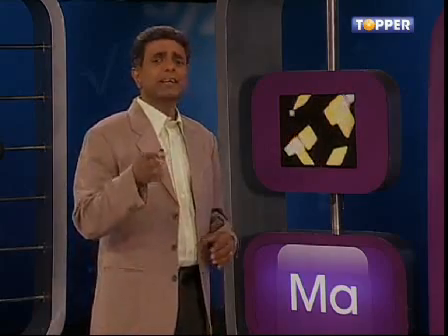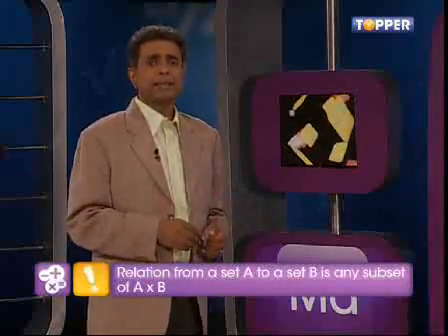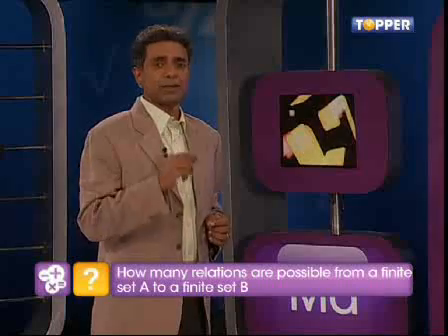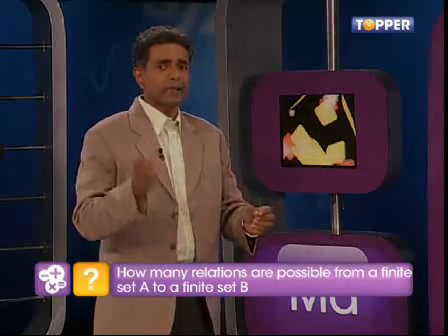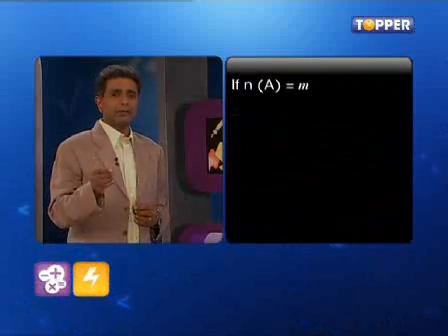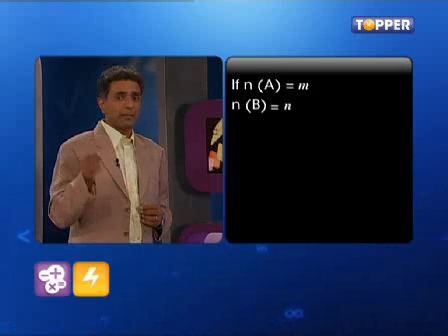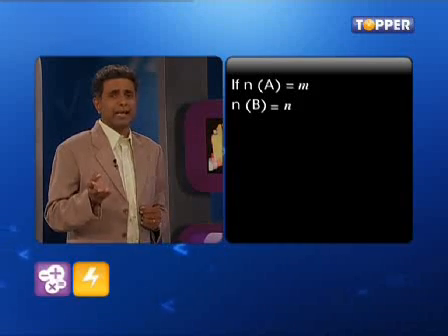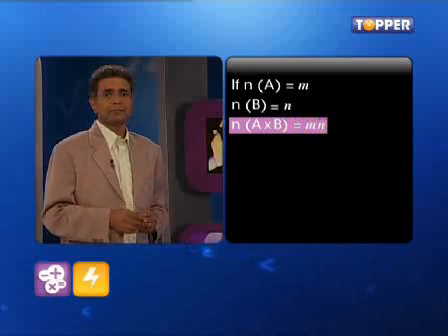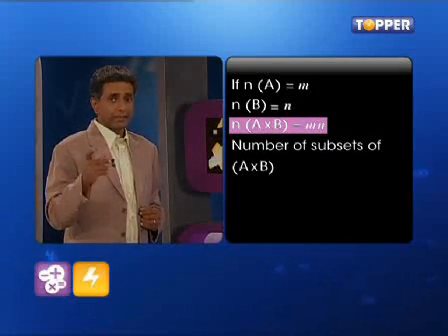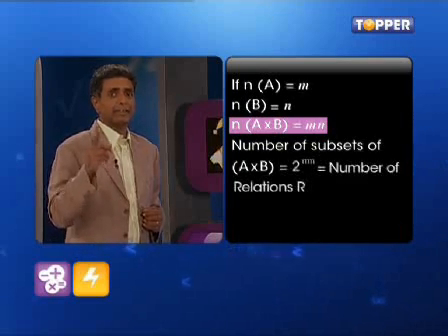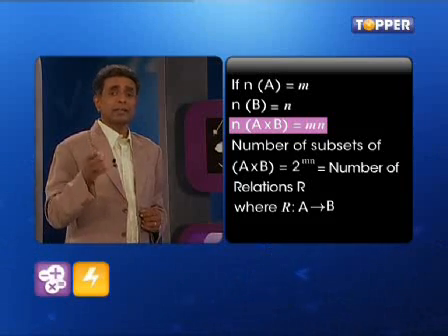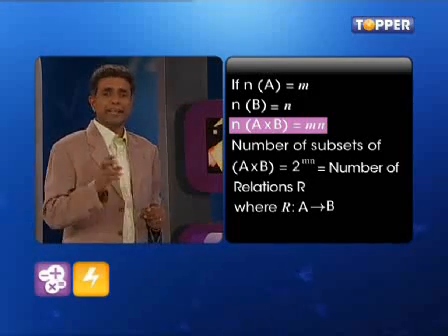To refresh your memory, a relation from a set A to a set B is any subset of A cross B. Now, can you guess how many relations are possible from a finite set A to a finite set B? If the number of elements in the set A is m and the number of elements in set B is n, then the product set A cross B will naturally have, you guessed it, mn elements. Now, A cross B will then have a power set. Remember, it has 2 to the power of mn elements. This means there are 2 to the power of mn relations possible from A to B.